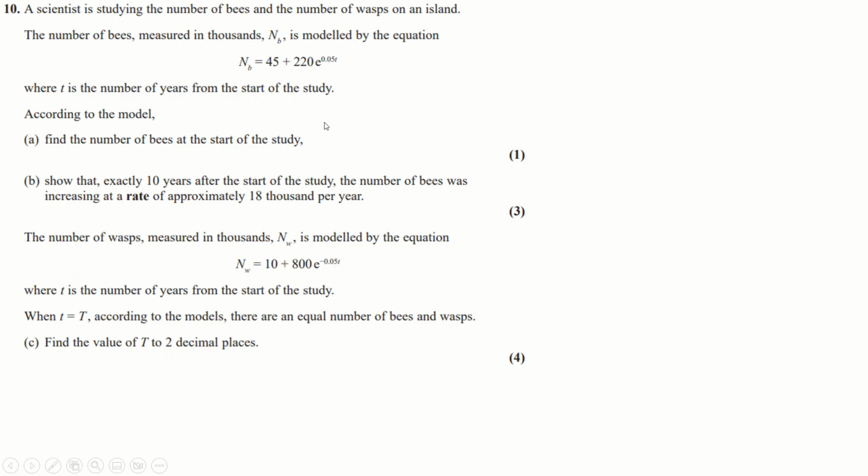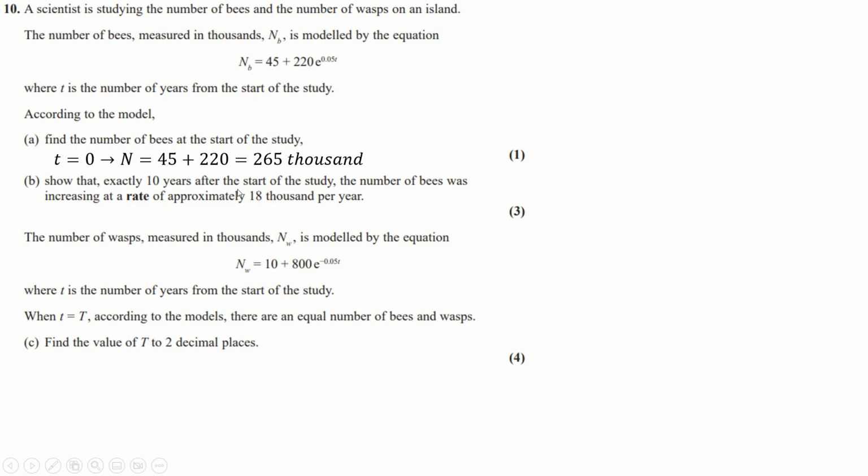But anyway, next question then. So we've got this model here. Find the number of bees at the start. That's when t is 0. t is 0 makes this 1, which makes 45 plus this equal to this. Remember to put the 1,000 at the end, because it's measured in thousands. The answer isn't 265 bees. It's 265,000 bees, I believe.